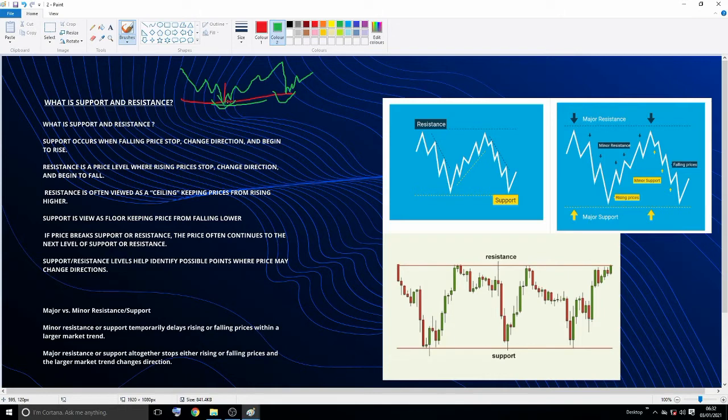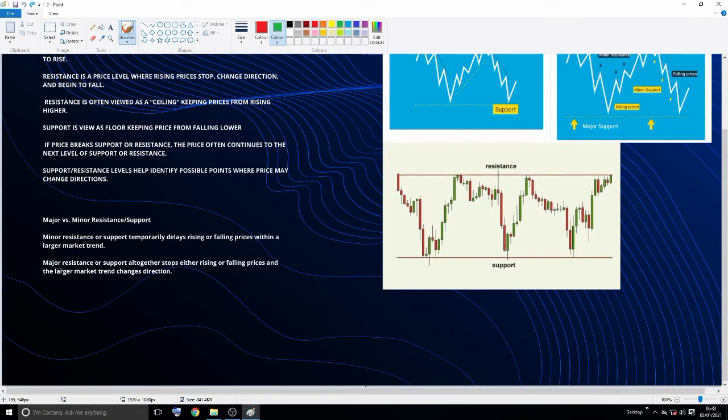When you are trading, you are not blank, but you know what to look for and how you are looking for that. We will learn all these things as time goes, and you will understand if you are not getting it now. I will be explaining on the pictures. Okay, so minor versus major resistance. Minor resistance or support temporarily delays rising price or falling price within a larger market trend. I will explain it now on the picture.